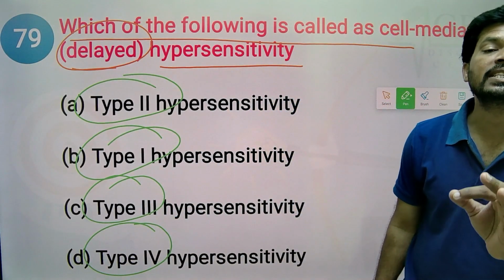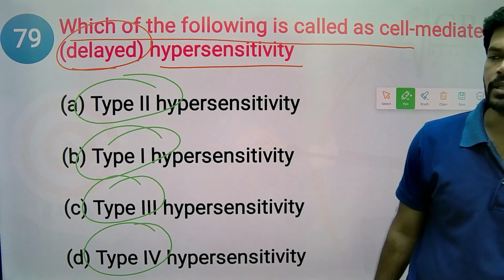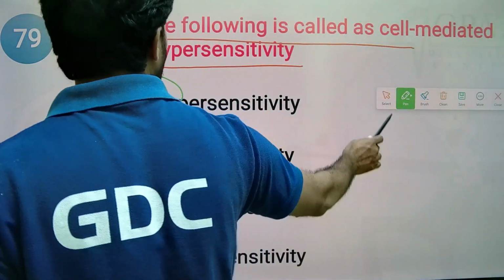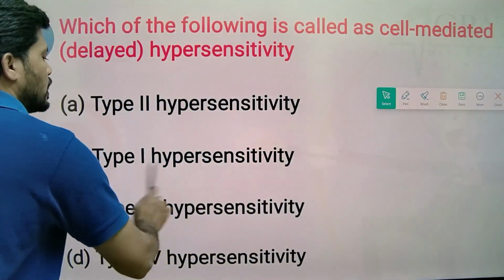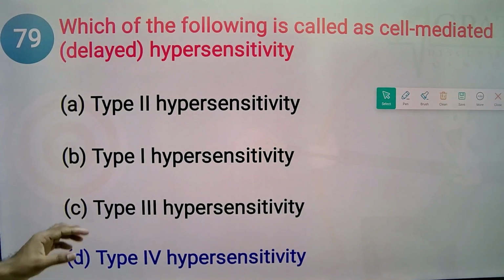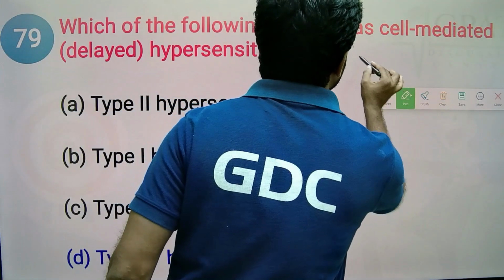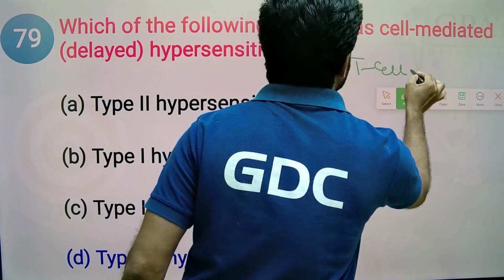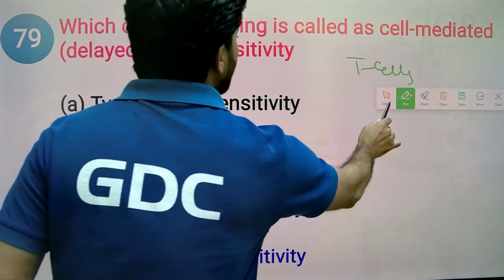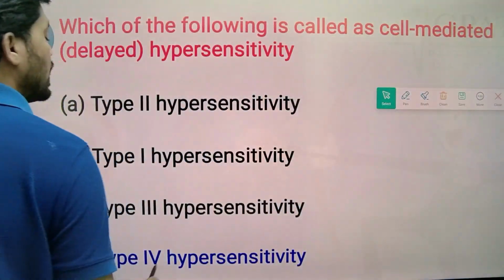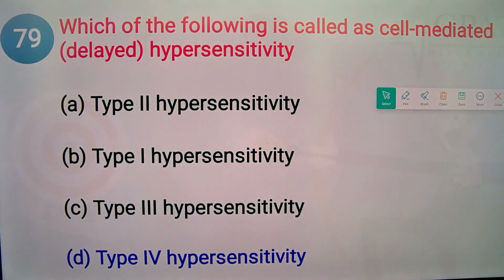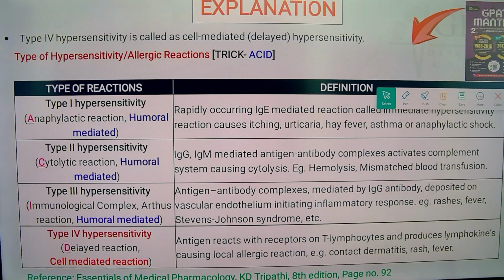They are mediated by T cells and these are delayed reactions. So the simple answer is that type 4 hypersensitivity reactions are cell mediated. In cell-mediated reactions there is involvement of T cells, and these are delayed. These reactions take time for occurrence and observation.